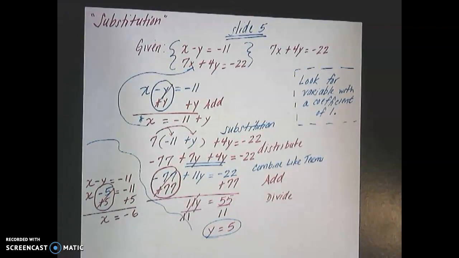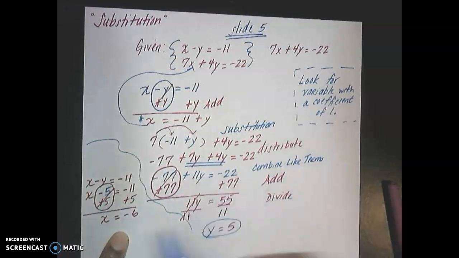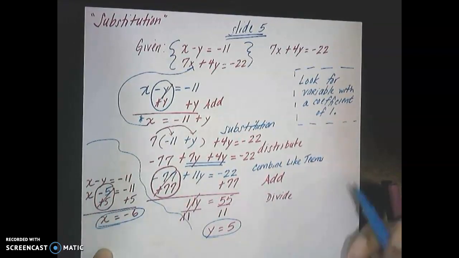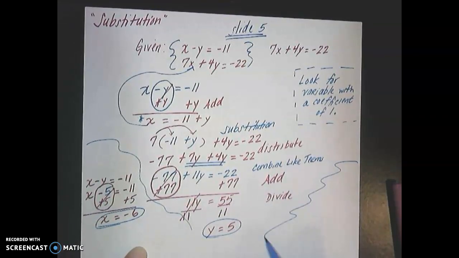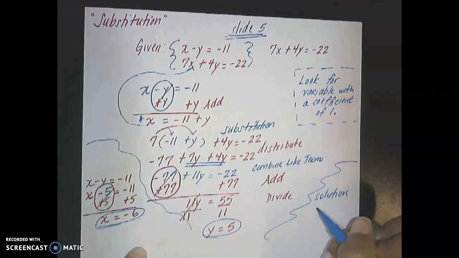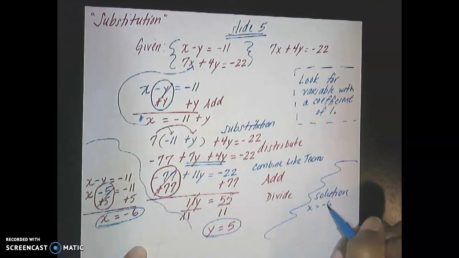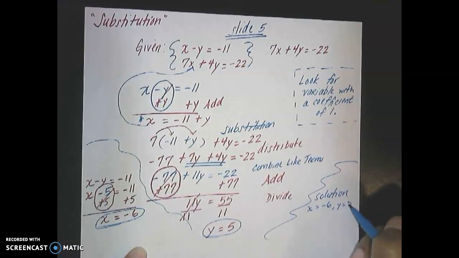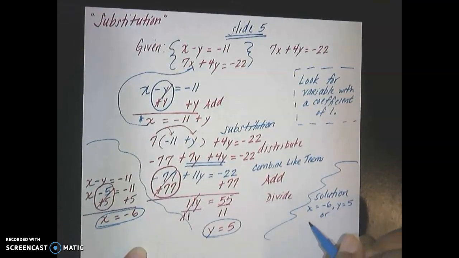So my solution to this system of equations: I know that x equals negative 6, and y equals 5. I can write my solution as x equals negative 6, y equals 5, or I can write it as a coordinate, negative 6, comma 5. All right, and there you have it. That's how you would solve a system of equations using substitution.